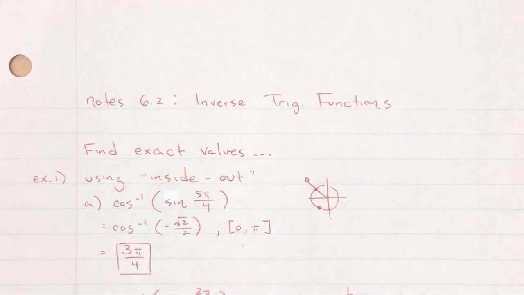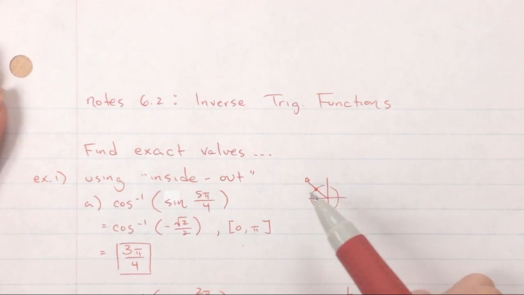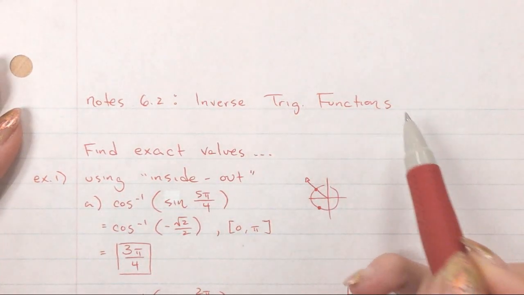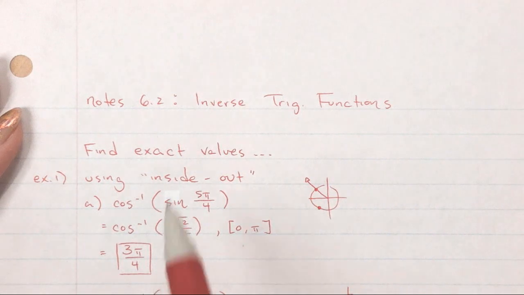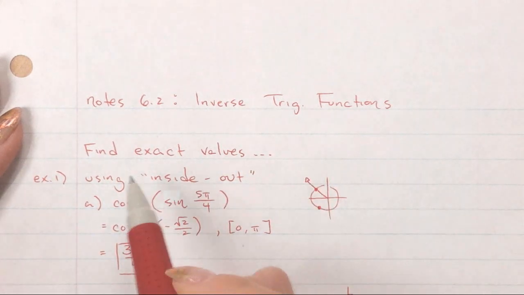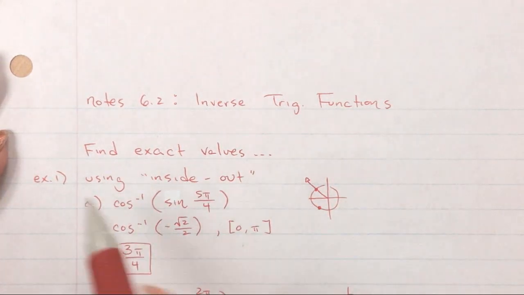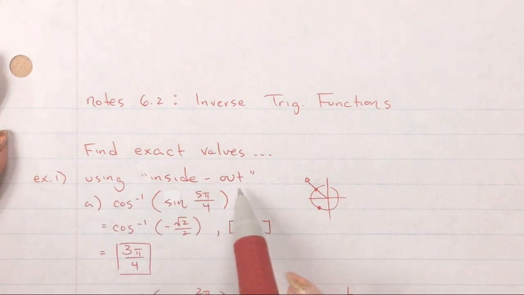Okay, so we're doing inverse trig functions today, 6.2. Obviously, you want to pause this whenever you need to, and then I'll explain it as best I can. So inverse trig functions, it's basically what we've been doing, but we're going to do it a couple different ways. So we're going to find exact values, and then example 1, we're going to do the inside-out method.